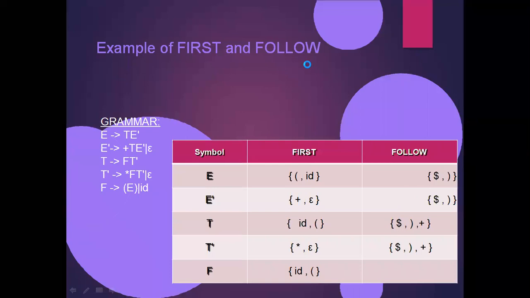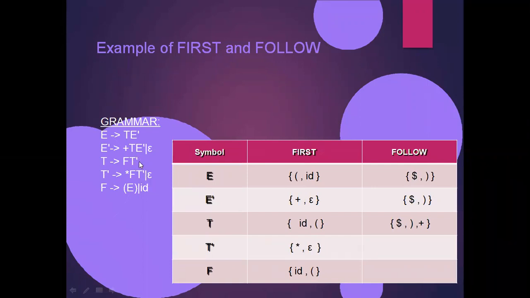And here for T dash, and here we're having T dash. Now it is B. In both conditions, what is the beta? Epsilon. In both the rules, the beta is epsilon. So we have a rule like follow of B is equal to follow of A. What it means? Here T dash is equal to T dash. Here T is equal to T dash. That means follow of T dash is equal to follow of T. What is follow of T? Dollar, comma, closed parenthesis, comma, plus. So directly we write the output of T for T dash like this: dollar, comma, closed parenthesis, comma, plus.